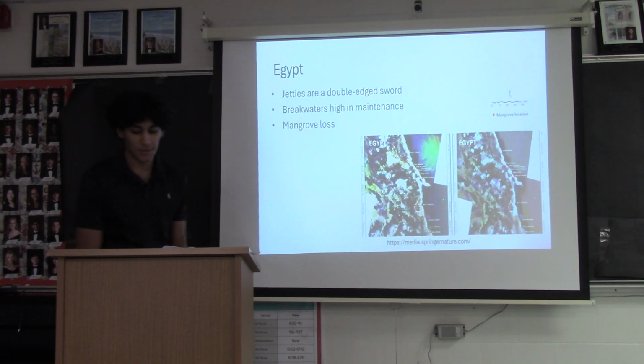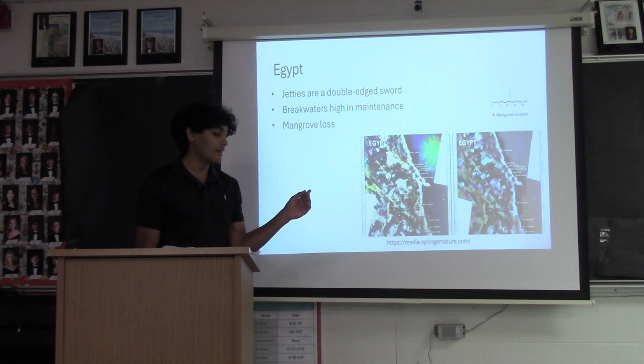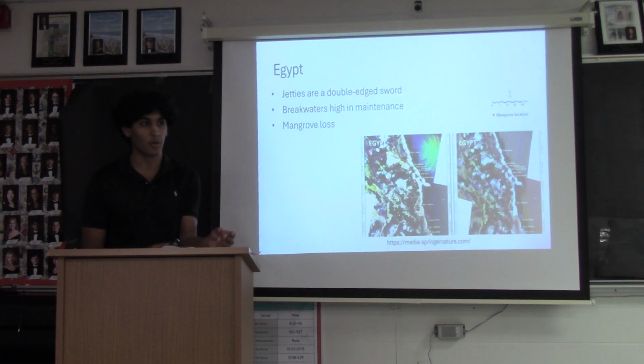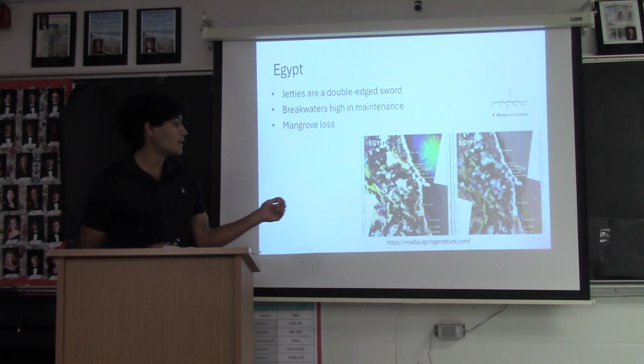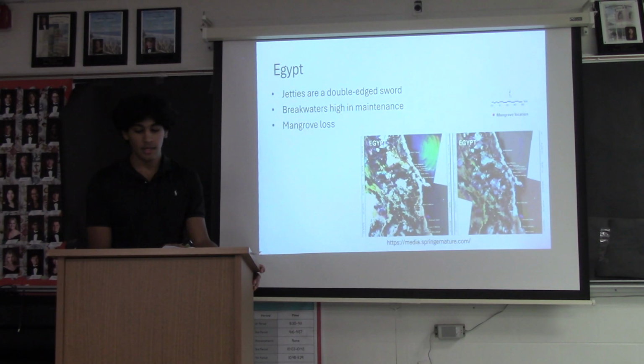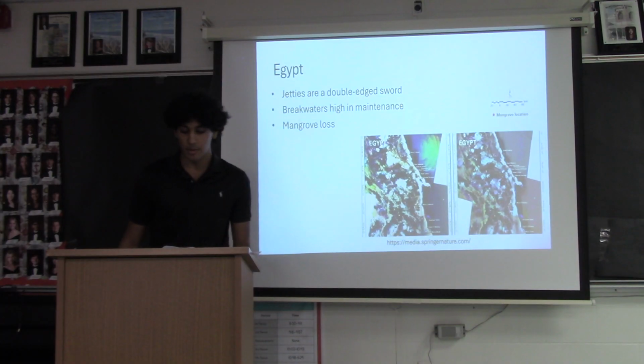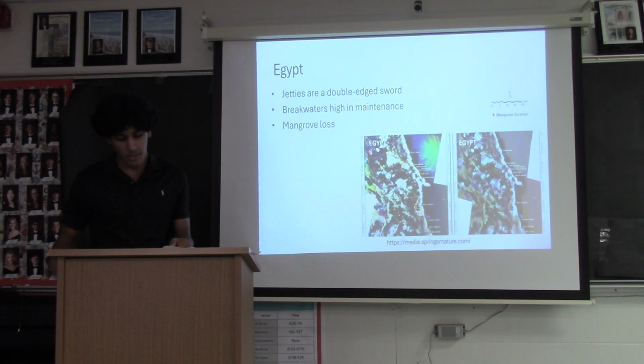jetties are a double-edged sword. In one area, jetties have allowed sand to accumulate, while in another area it's caused even more coastal erosion. That means that it might not be the best solution. In an area where jetties weren't placed, they had to put in breakwaters and seawalls.